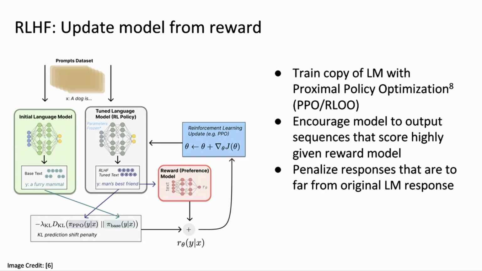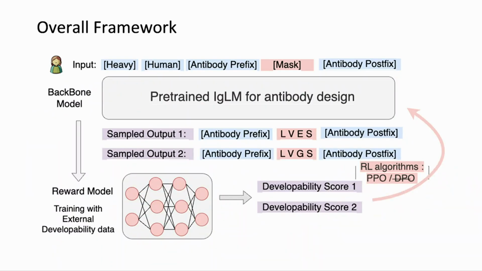So we need to train a copy of the IgLM with proximal policy optimization, or PPO, or a memory-efficient version of PPO. And we encourage the model to output the sequences that score highly within the real-world model and penalize the responses that are too far from the original language model response. So generally this will be our overall framework.